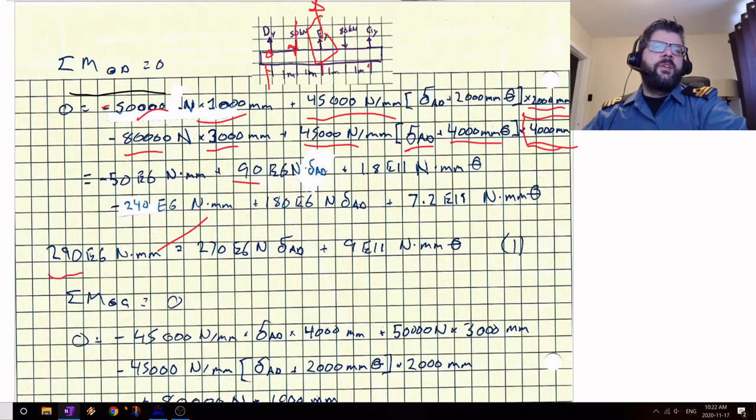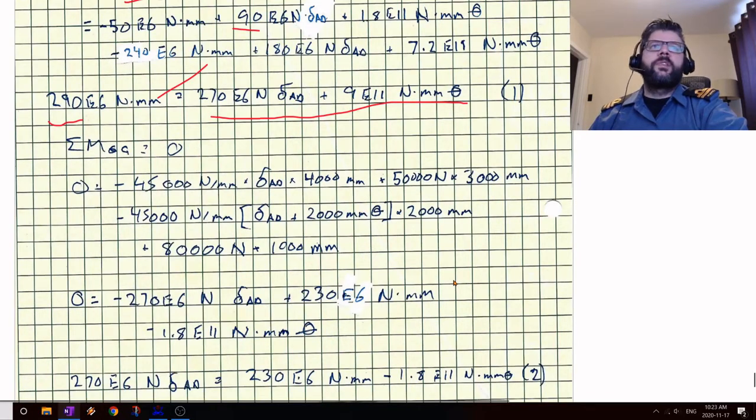is equal to 270 times 10 to the 6 newtons times delta AD plus 9 times 10 to the 11 Newton millimeters times the angle. So we still have two unknowns there, still not quite able to resolve what's going on, so we need to use another equation to figure out what's going on.